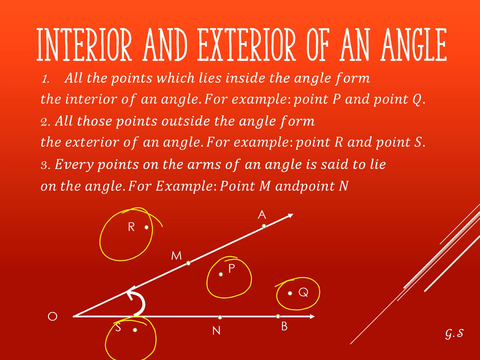We have one more thing, the points which lie on the arm of an angle. So what are the points which are lying on the arms? Point M and point N are on the arms, so they lie on the arms. So we have seen three things.